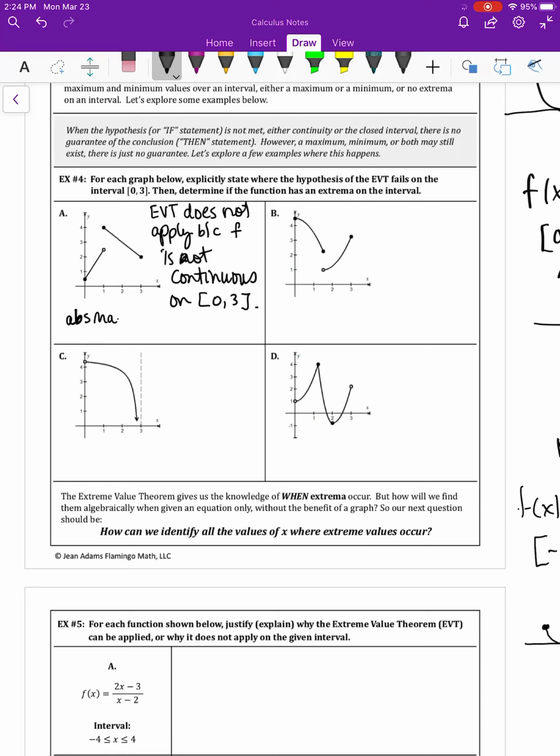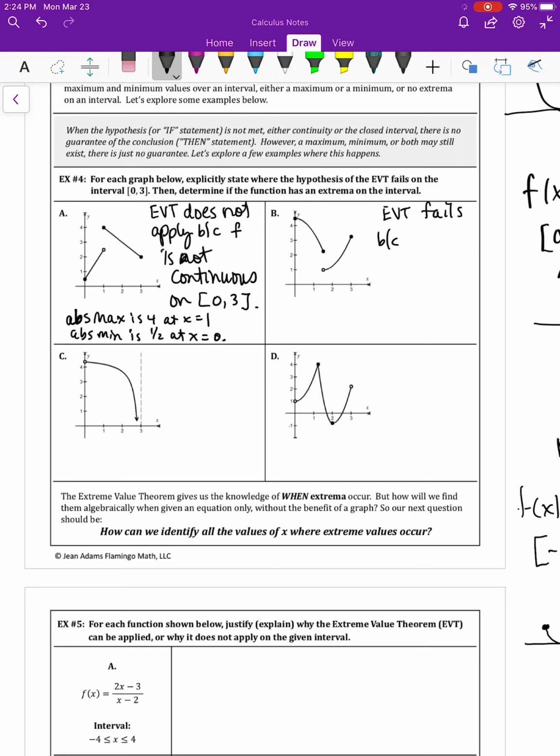Does it have an absolute max and an absolute min? Well, the absolute max is 4 at x equals 1. The absolute min is 1/2 at x equals 0. Okay, so what about B?